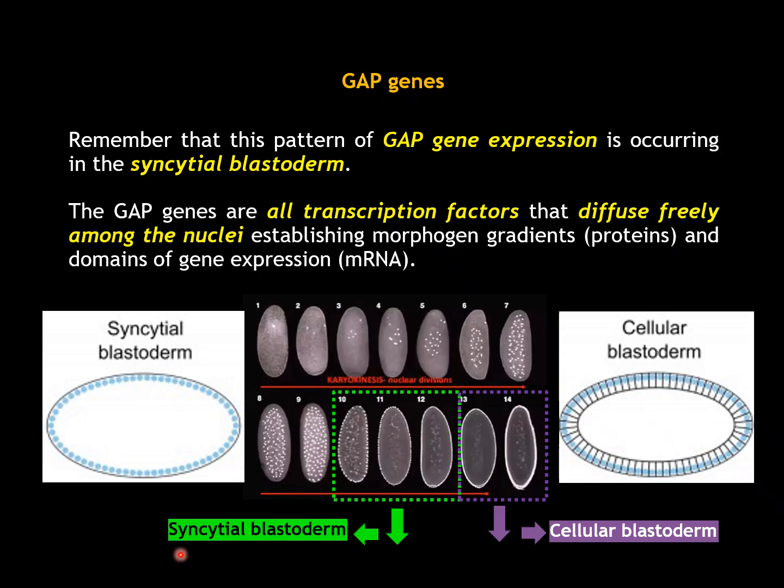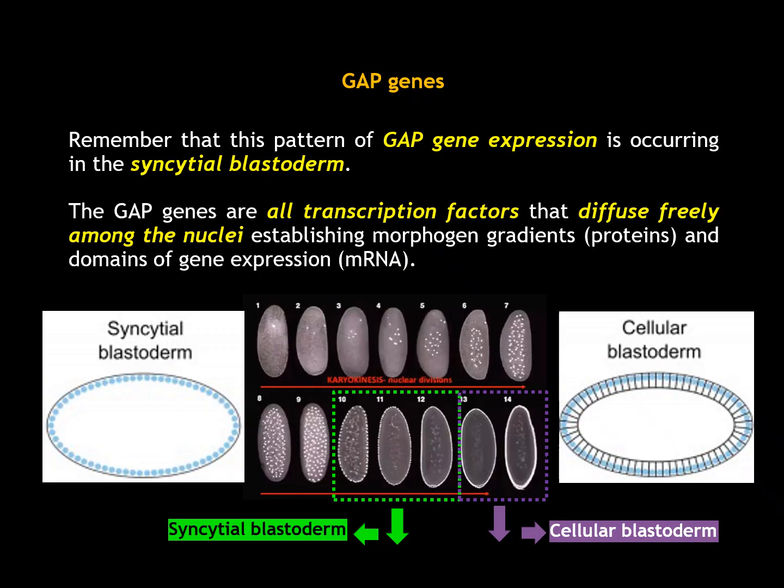And in Drosophila, there is a different mechanism. Why? Because hopefully you remember what a syncytial blastoderm is. Remember, there are no cells. The cellular blastoderm occurs later, between stage 13 and 14. And here, what is happening is that all these gap gene expressions, all these transcription factors, are diffusing freely among the nuclei. And it allows us to establish morphogenetic gradients of proteins, as well as domains of gene expression for the messenger RNA.